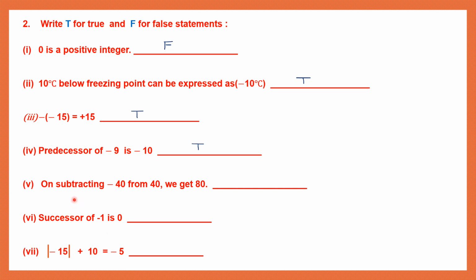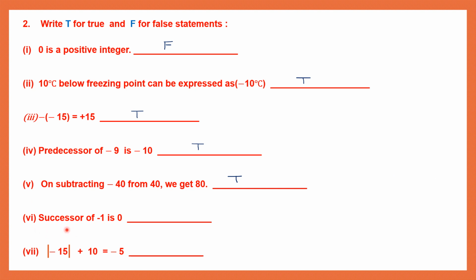Question 5. On subtracting negative 40 from 40, we get 80. Now let's just put that into one step. So we have 40. From this, if we subtract negative 40, what do we get? Let's not work out all the steps because it's mental math. Instead, let's straight away do it in one step. So this is 40 and minus into minus is plus. So this becomes 40 plus 40. What do we get? We get 80. So this statement, which says that on subtracting negative 40 from 40 we get 80, is also true.